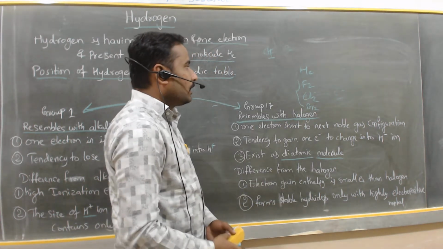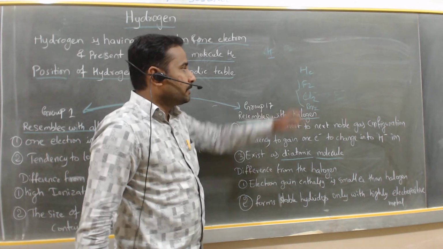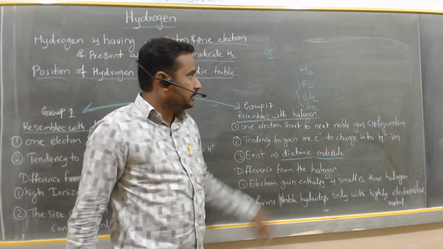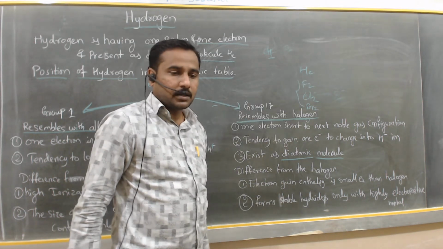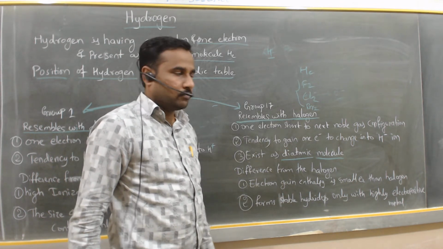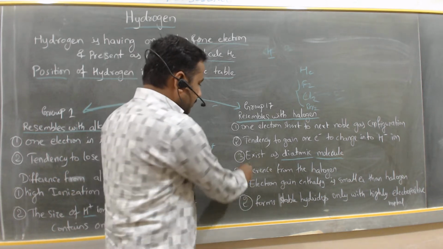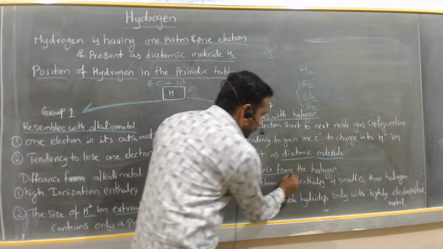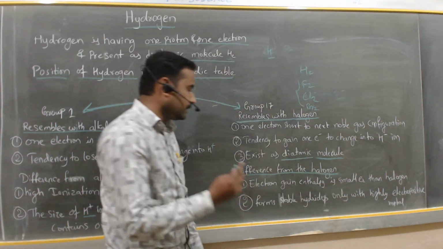Hydrogen and the group 17 elements also exist as diatomic molecules. That is the third point. The next point is the difference from the halogens. What are the differences here?